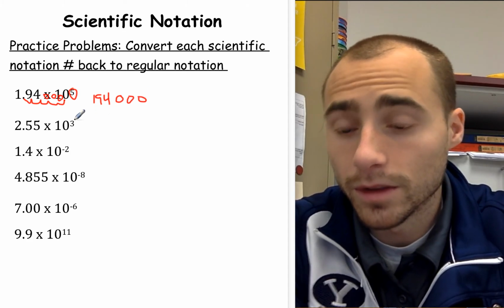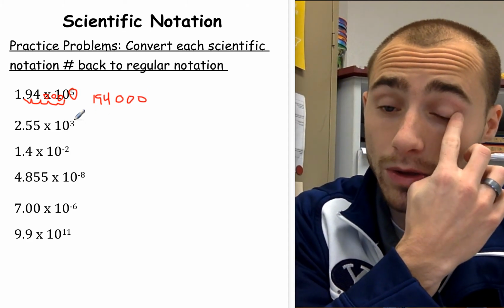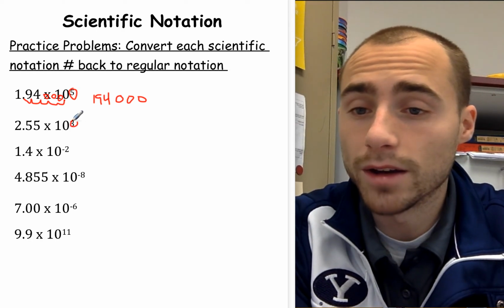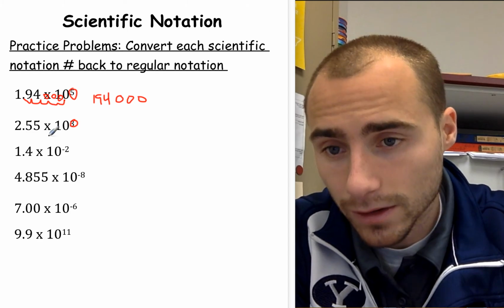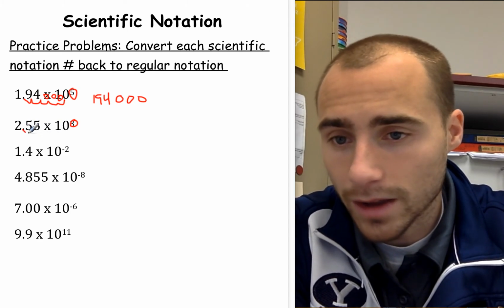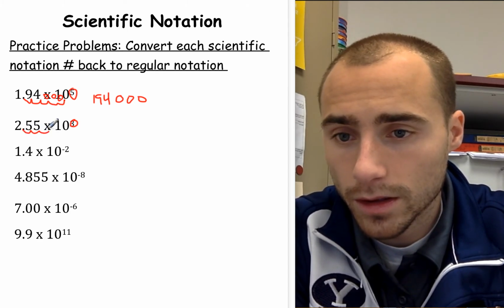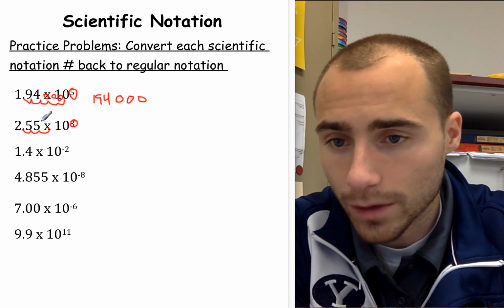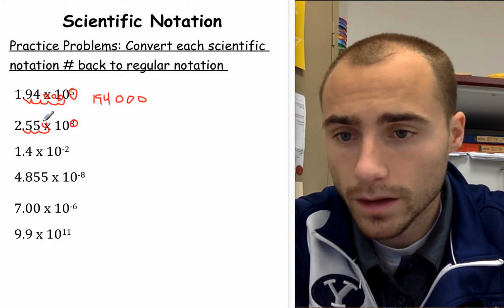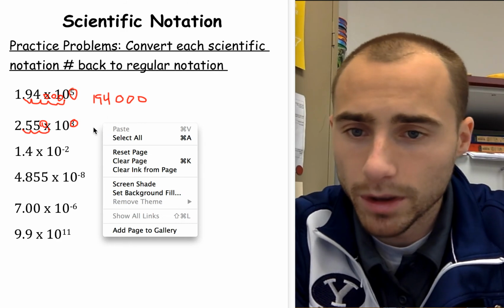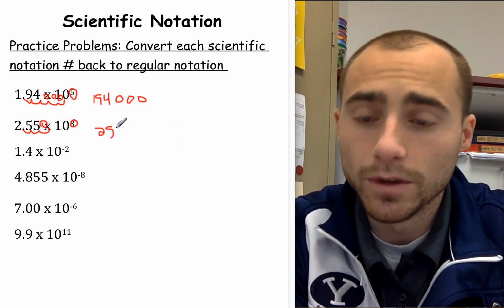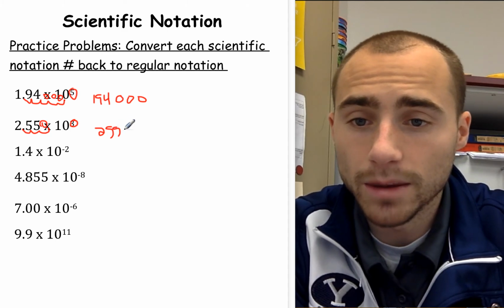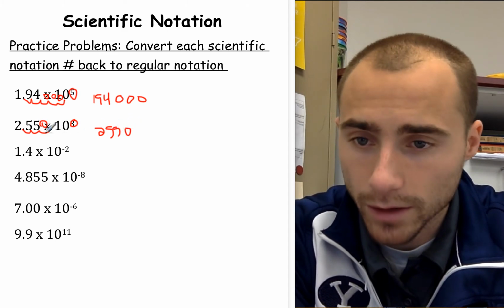Okay, this one. Pause this and do these on your own if you think you can. My exponent is positive, so I have to move it 3 times. If it's greater than 1, do I move it this way or this way? I want to move it this way. 1, 2, 3. Right there. So I just have to add a 0 right there. So I end up with 2,550. I just moved it 3 times. My number needed to end up greater than 1, so I had to move it this direction.